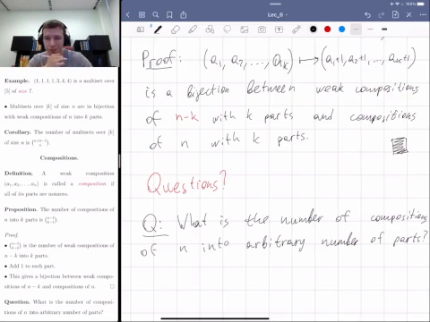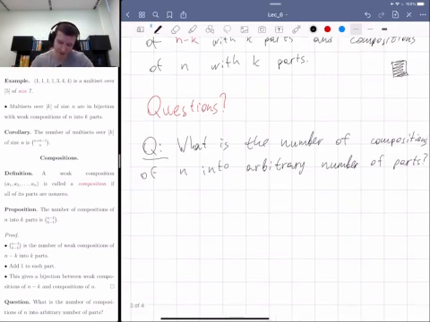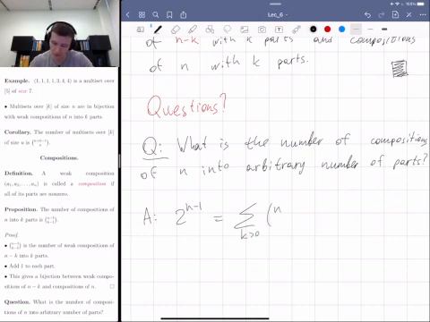Okay, sum over k, 2 to the n minus 1. All right, cool. Yeah, so the answer is 2 to the n minus 1, which is the sum over k of n minus 1 choose k minus 1.